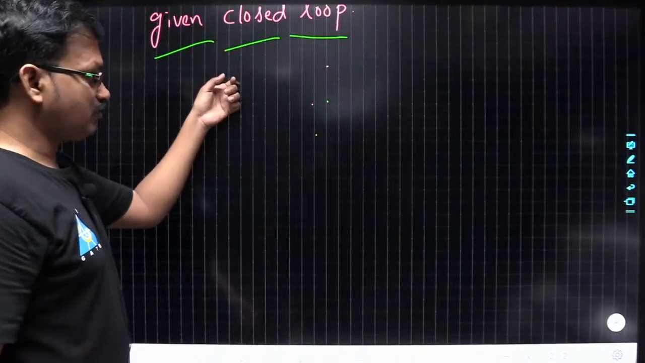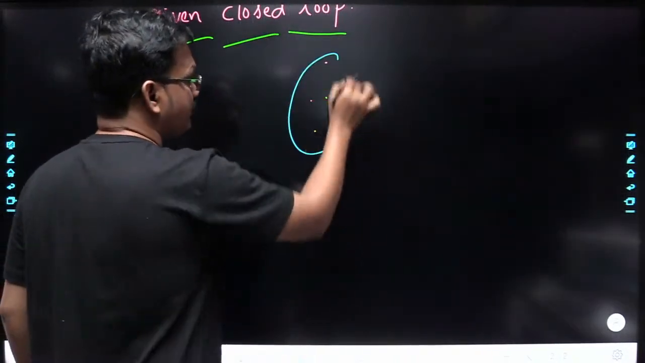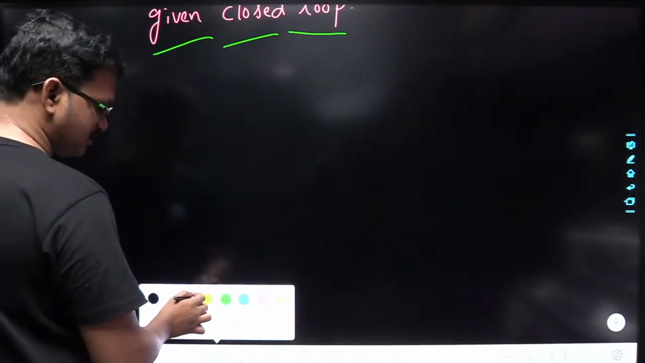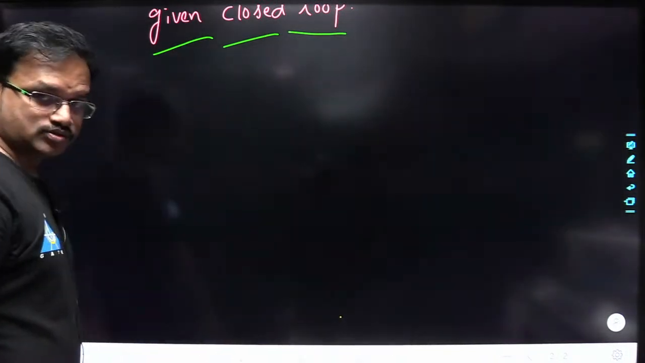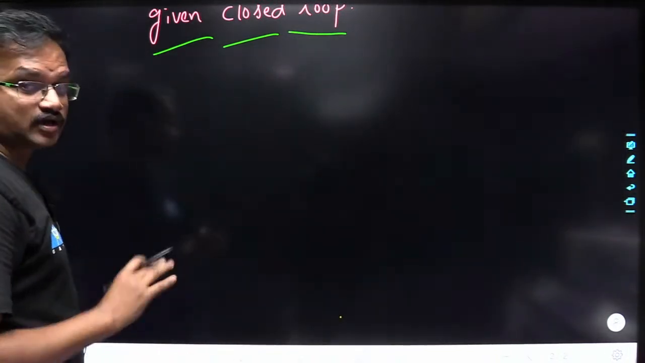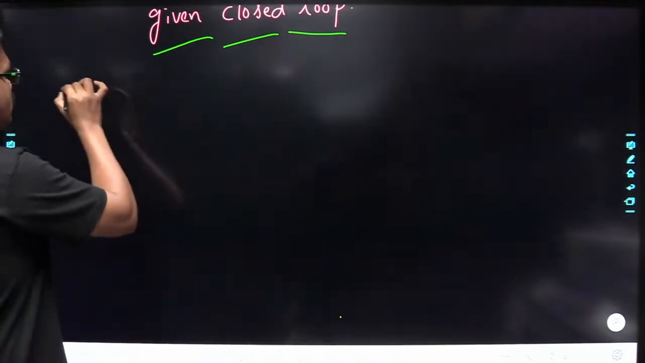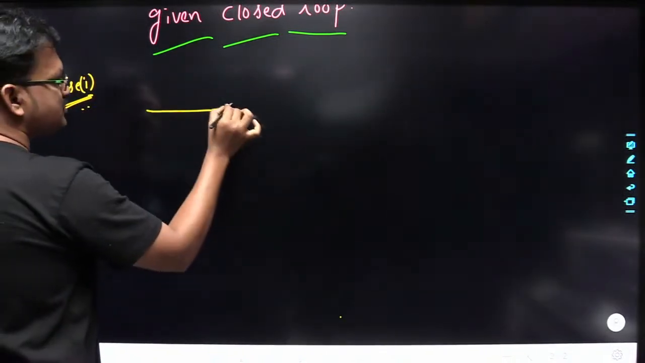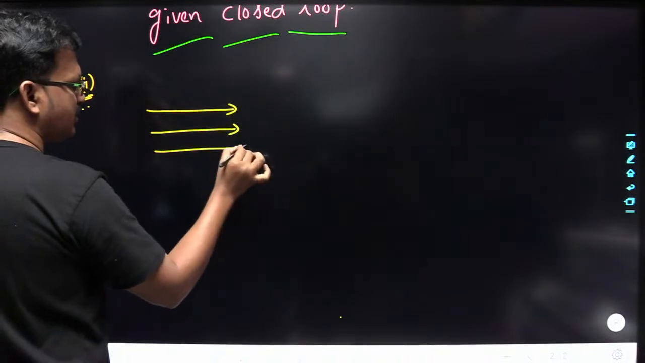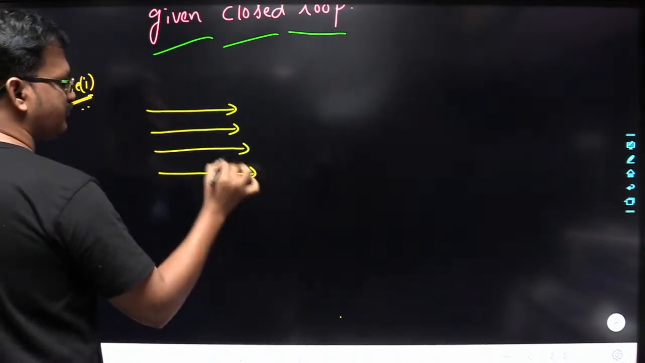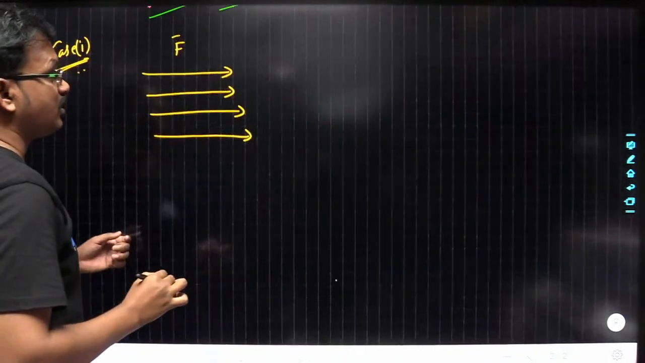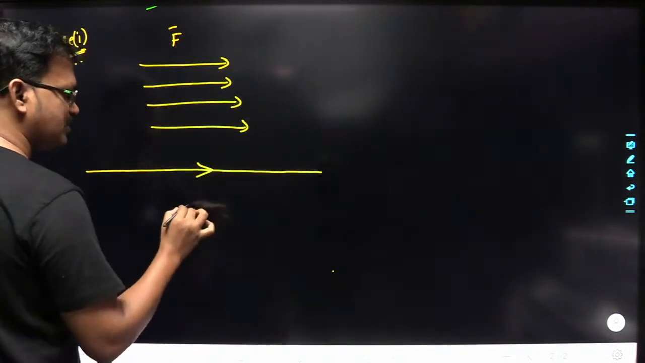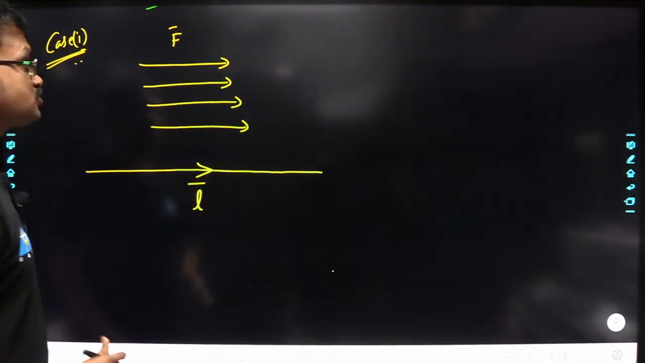For that we are going to develop it step by step. As we did while learning flux, we are going to follow the same procedure here in order to learn the concept of circulation. Now see here, I am taking case 1. Here I am considering a vector field, let us say this vector field is F bar, and some length L bar. So this is case 1.